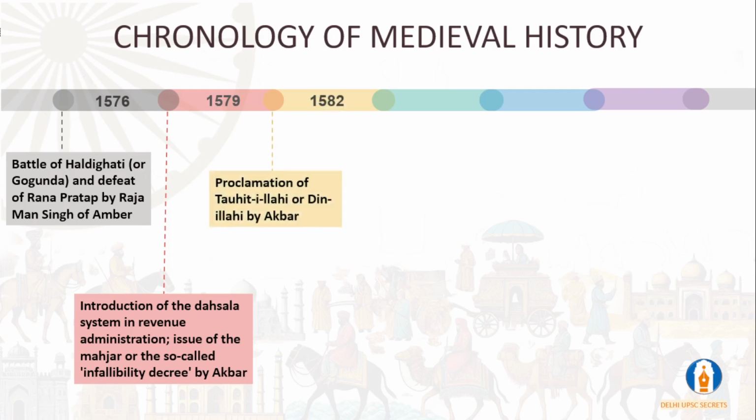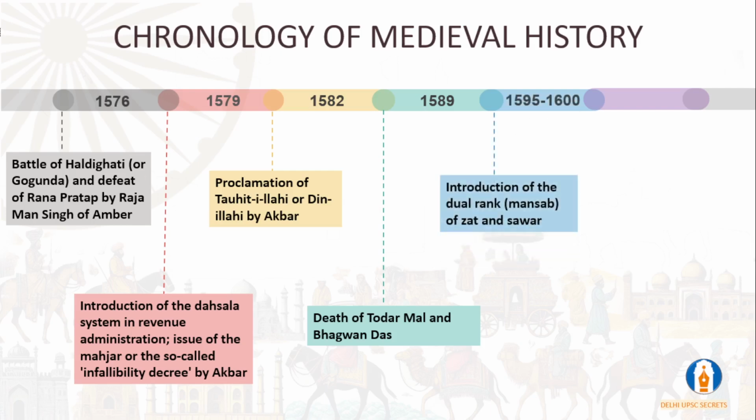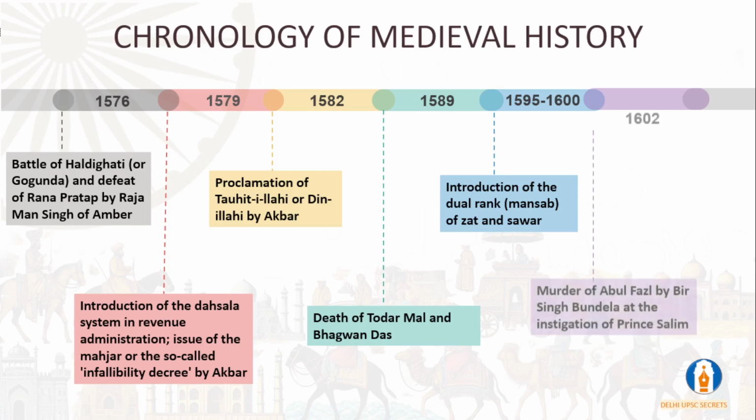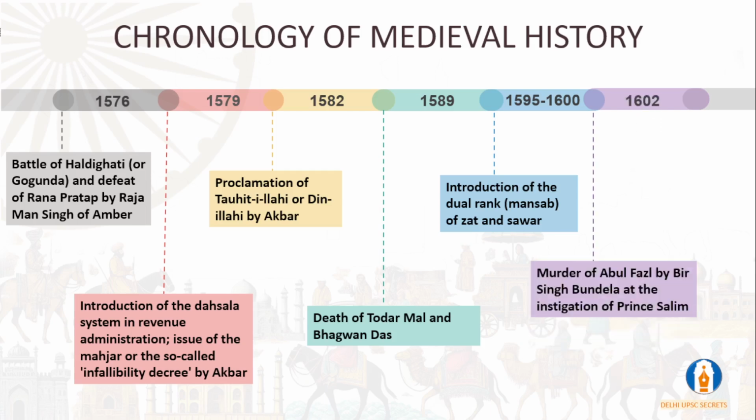1582, the proclamation of Tauhid-i-Ilahi or Din-i-Ilahi by Akbar happens. Din-i-Ilahi is one of the prominent ideas of Akbar, I must say, but was not so popular, but still it was followed by Akbar and his close mates. 1589 AD is a period where the death of Todar Mal happens and Bhagwan Das ji as well. 1595 to 1600, the Mansabdari or dual rank system starts in the country. 1602, the murder of Abul Fazl happens.